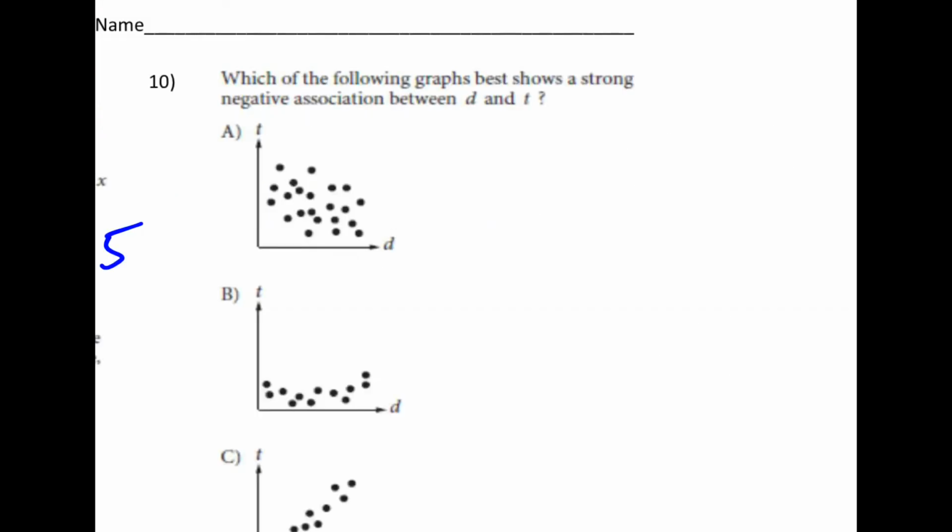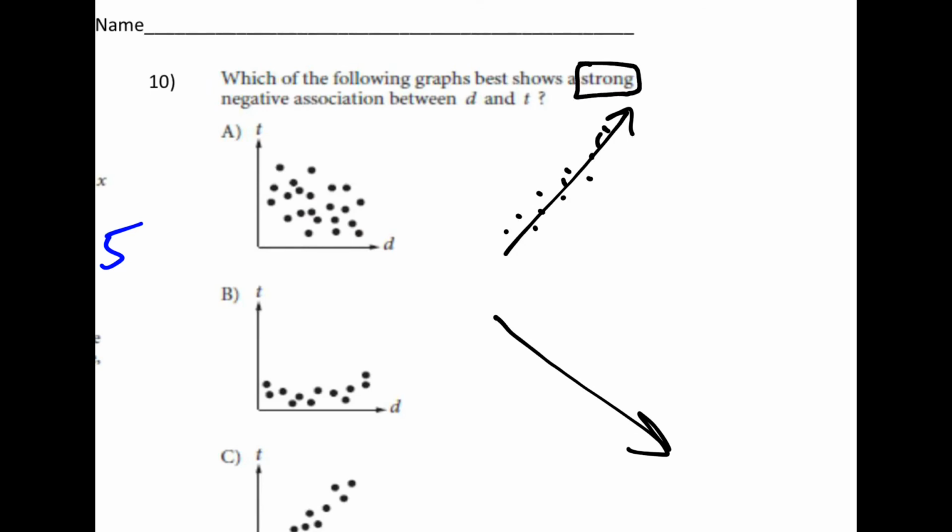Number 10 says, which of the following graphs best shows a strong negative association between D and T? So generally speaking, a positive association would head in this direction, and a negative association would head in this direction. And if it's a strong association, then the dots will be kind of close to the line. Where if it's a weak correlation, they'll kind of be all over the place. That's more like a no correlation to me, but somewhat weak, I suppose.